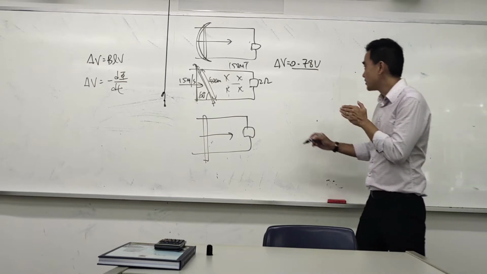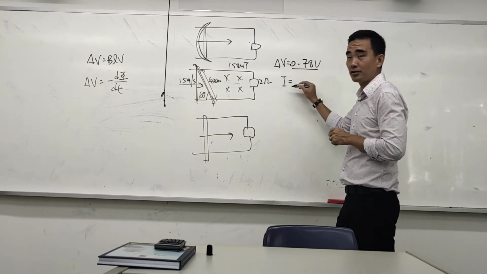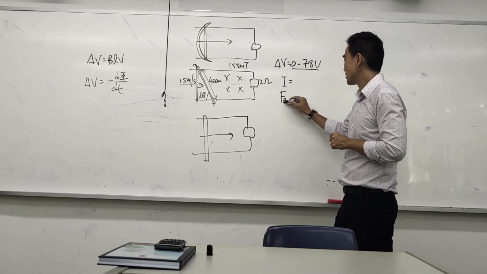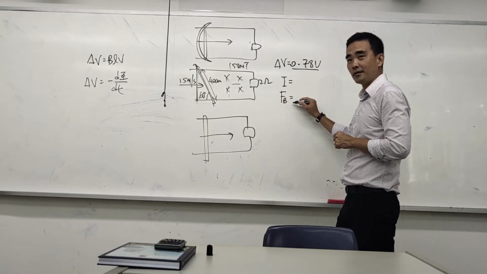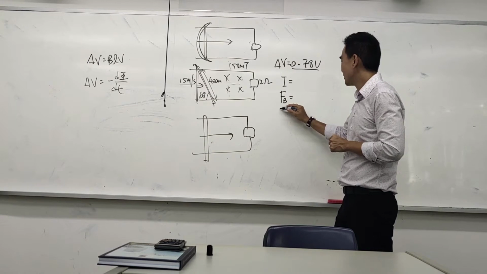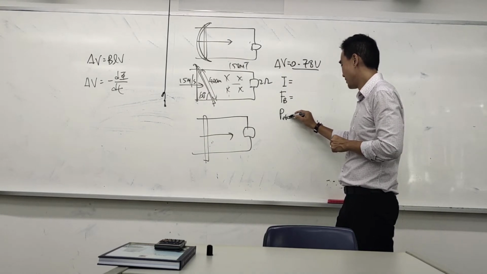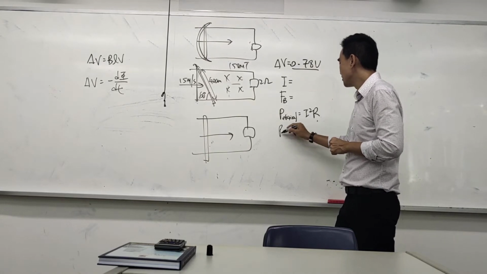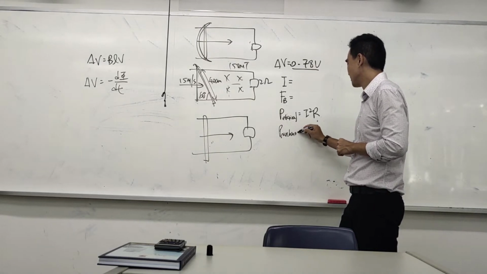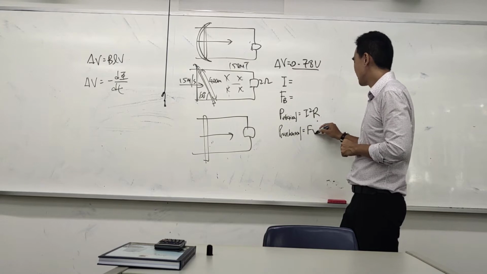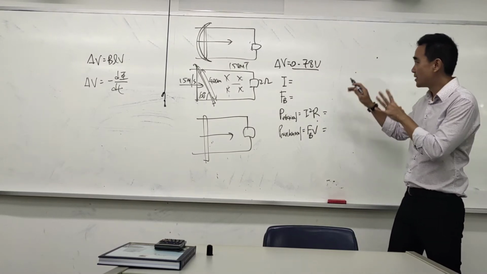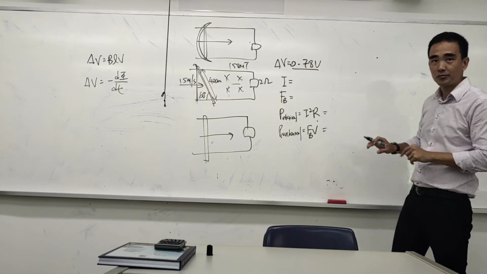Now, if you have done this, then what I need you to do is to find the current. I need you to find the magnetic force acting on the rod. I need you to find the electrical power using I squared R. And I need you to find the mechanical power using F times V. Once you've done the EMF, I need you to find the subsequent four values.